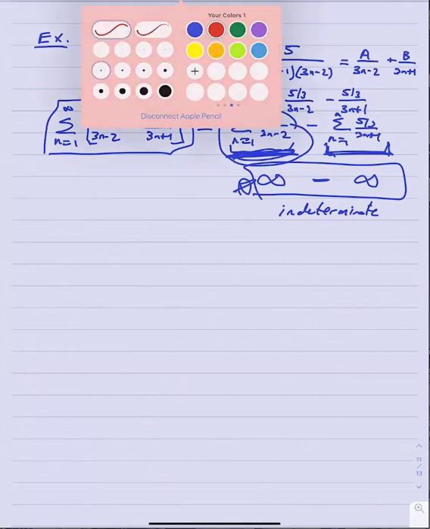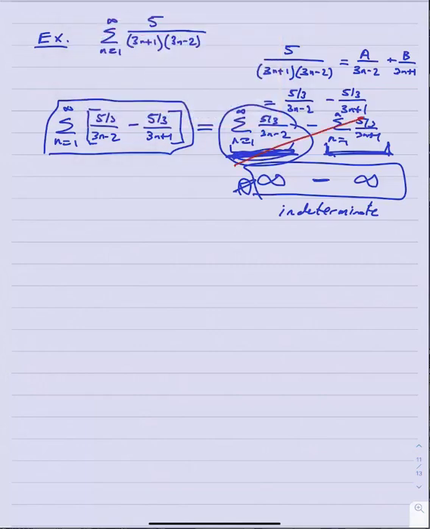Okay, which means I don't really have any chance right now of figuring out what this sum is if it exists. And I will say this sum does exist. So what I need to recognize is that this is actually telescoping. And if you haven't done these before, then of course you're not going to be looking for them.